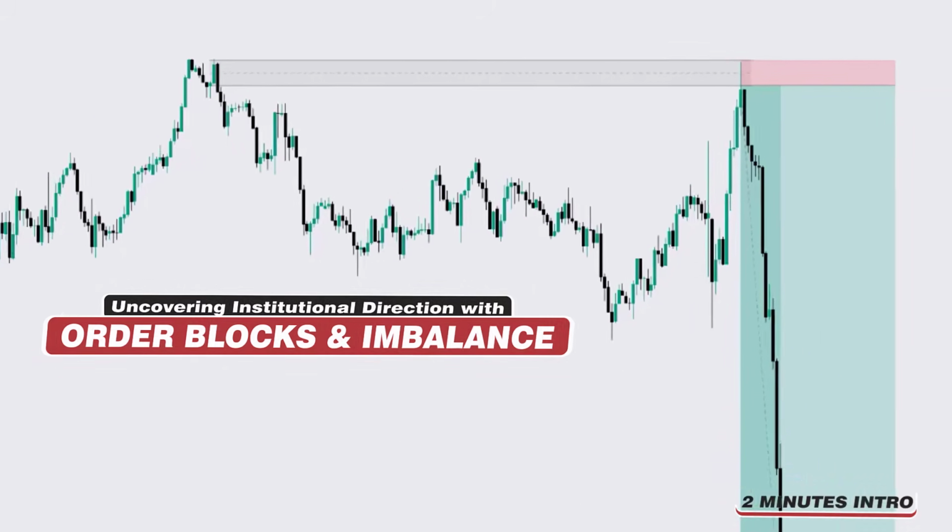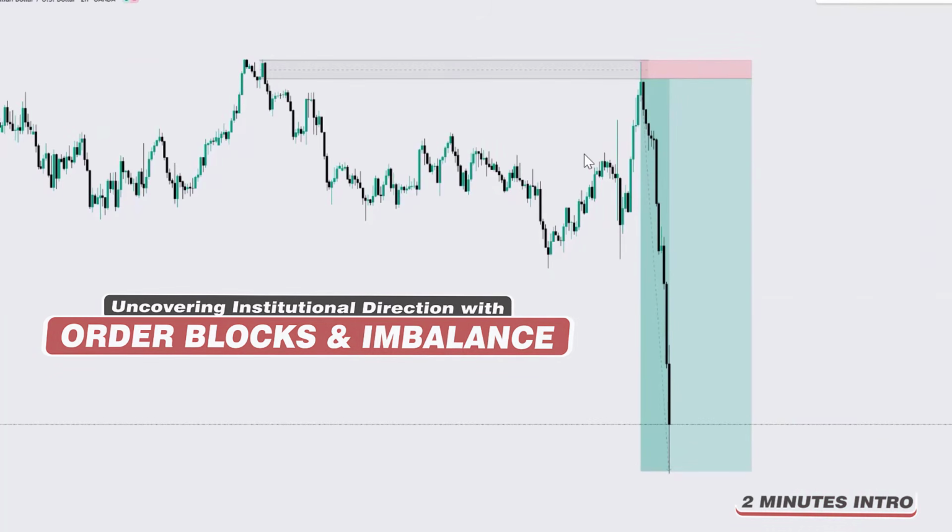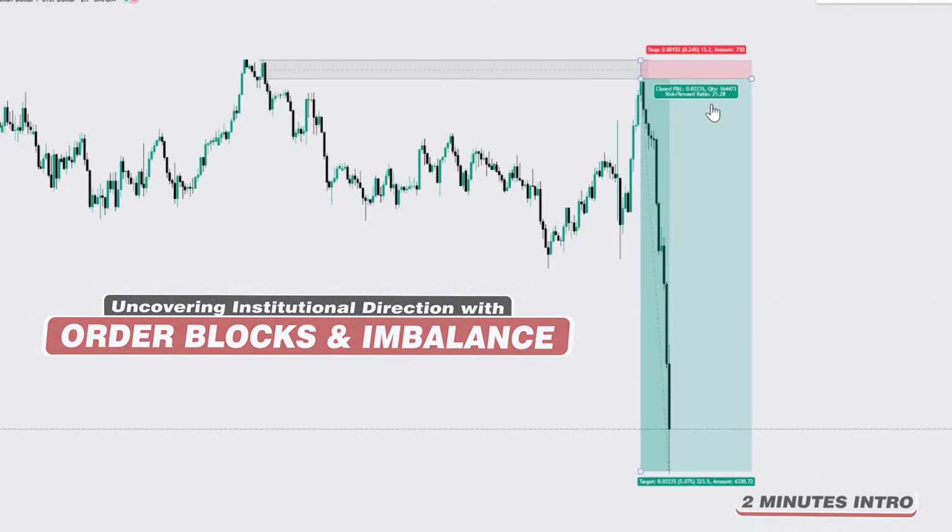This particular trade was shared to the VIP community, and how I got this trade set up is simply understanding institutional direction, where the institutions are looking to move the market to. So I'm going to explain how to select a valid order block and identify your price inefficiencies, which is going to help you know the institutional direction. This is exactly what we'll be covering in today's lesson.